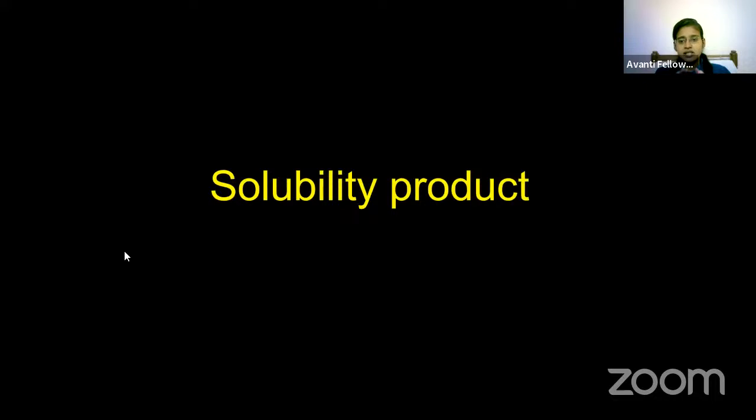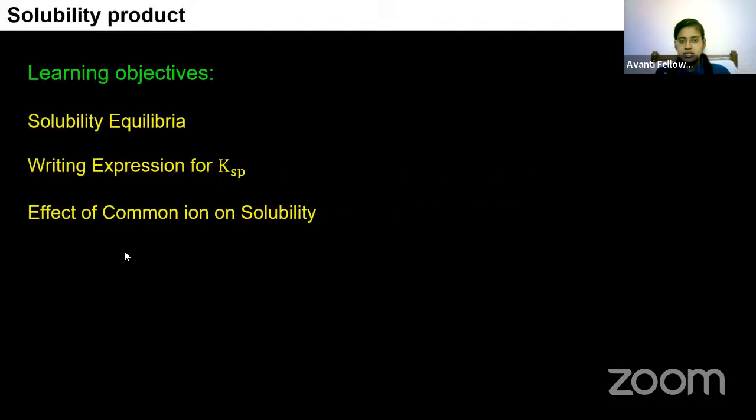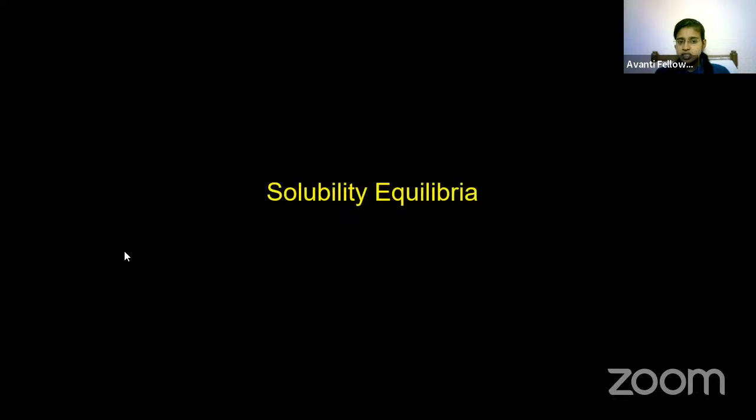Okay, so there were three topics under this: solubility equilibria, writing expression for solubility product, which is KSP, and the effect of common ion on solubility. So among these three topics, we have covered solubility equilibria in the previous class. Since it's been a very long gap, let me go through the solubility equilibria again quickly, and then I will move on to the expression for KSP.